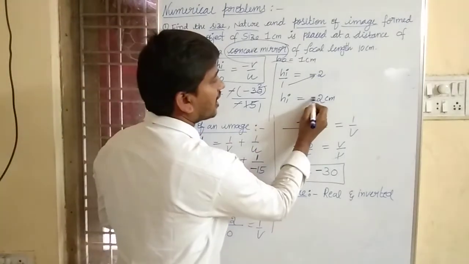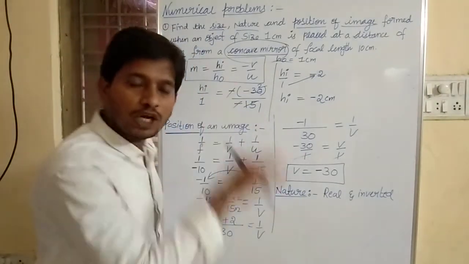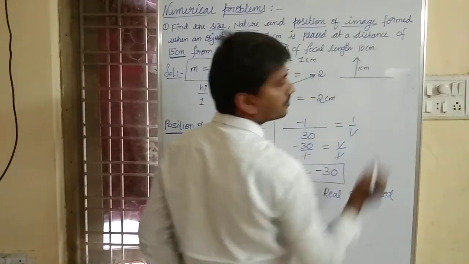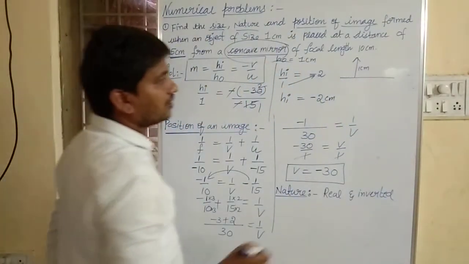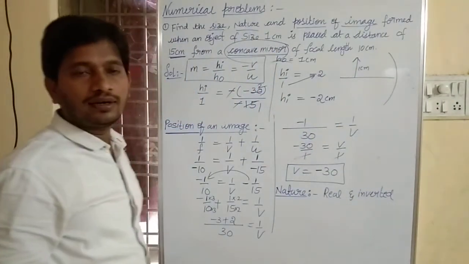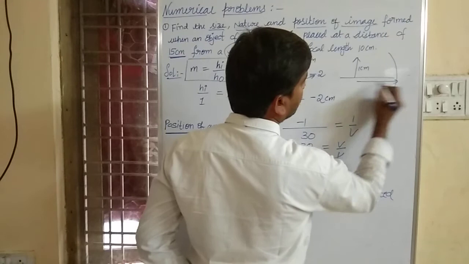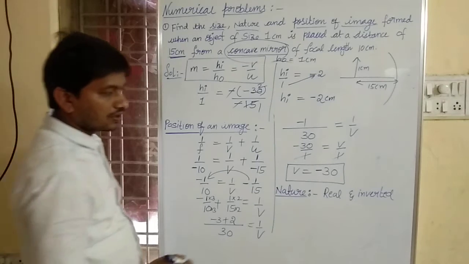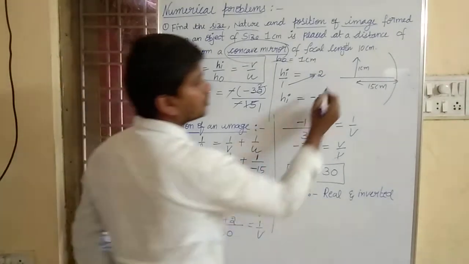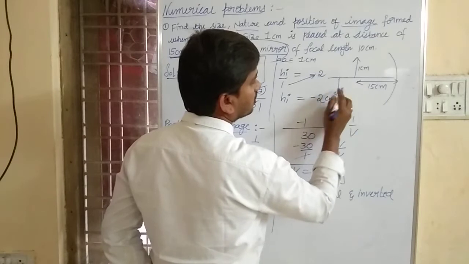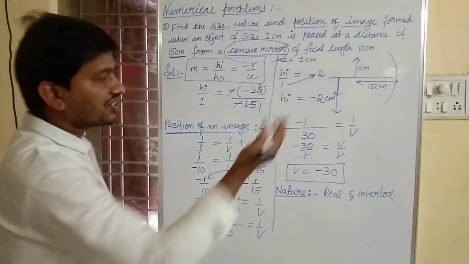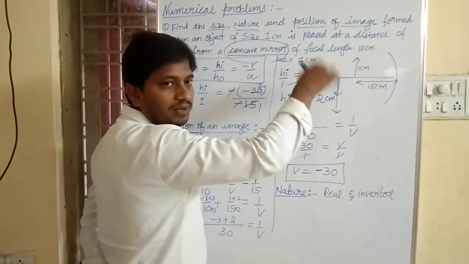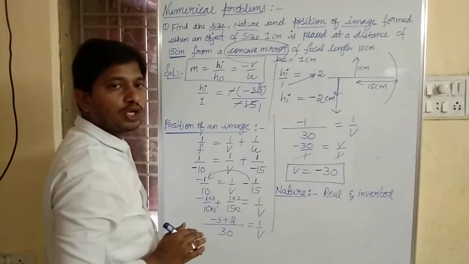Here minus indicates we got the image below the principal axis. See, we place an object like this, which is 1 centimeter height. Object distance is 15 centimeter, but we got an image at a distance of 30 centimeter from the mirror, somewhere here. Here minus indicates we got the image below the principal axis.